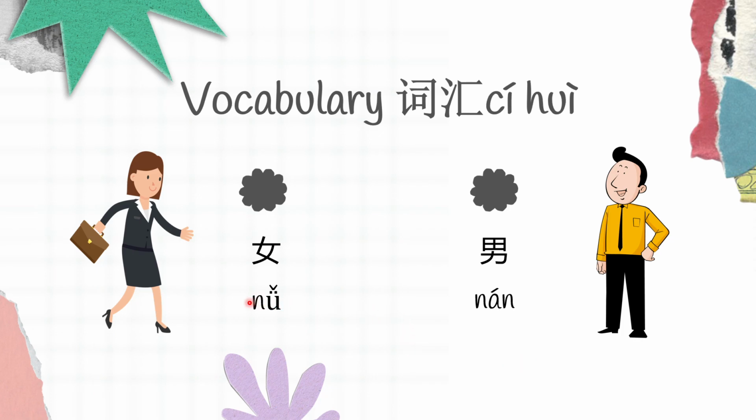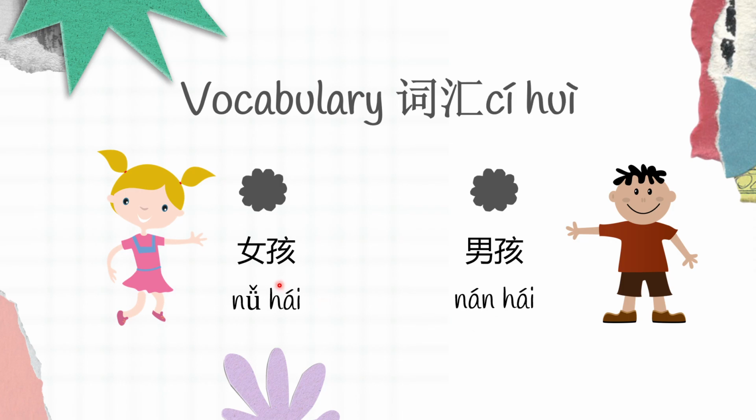So we have 女,男,男. The meaning of 女 is woman and 男 is man. So let's read together, guys. 女,男,男.